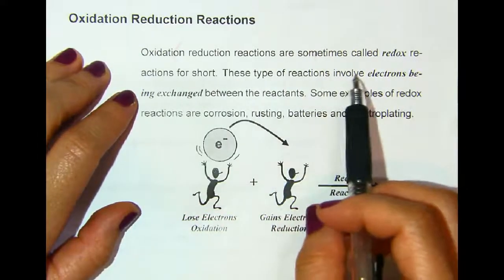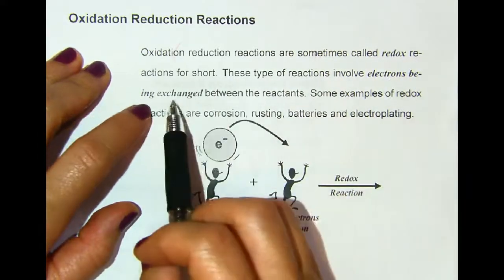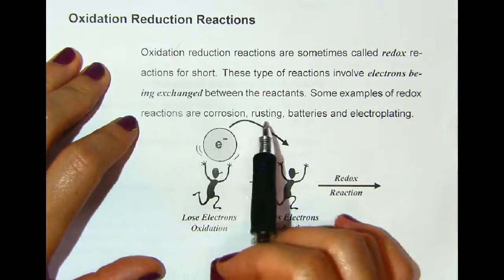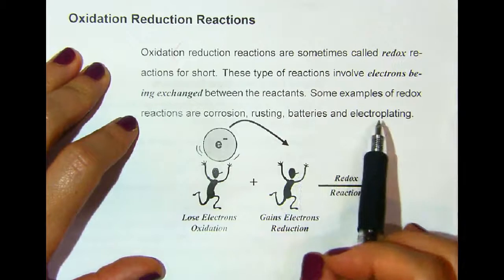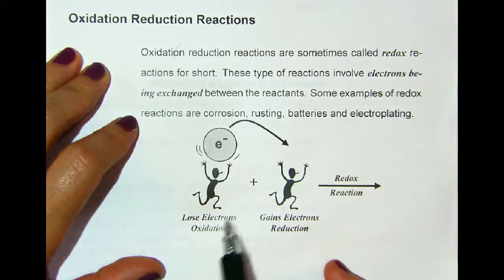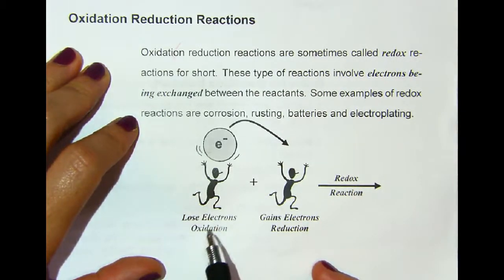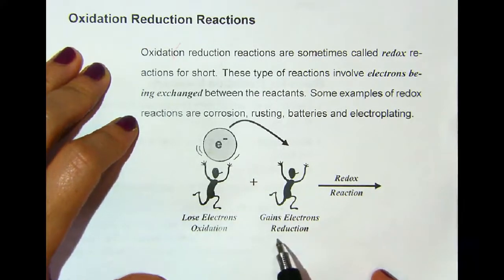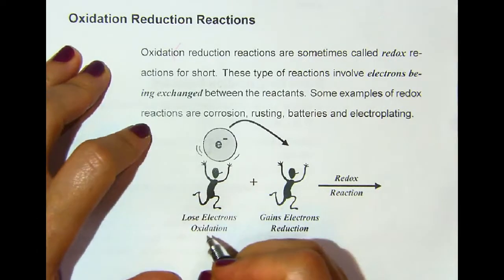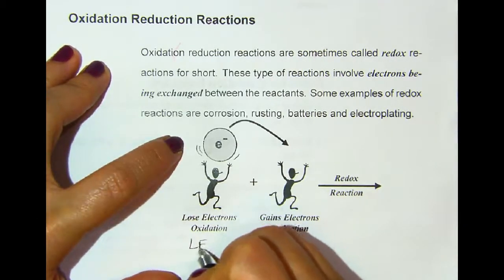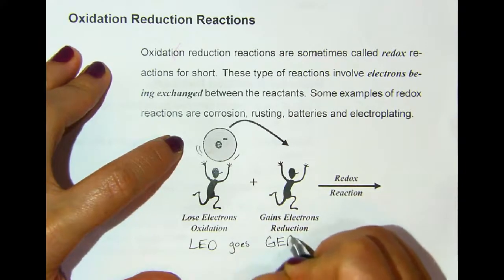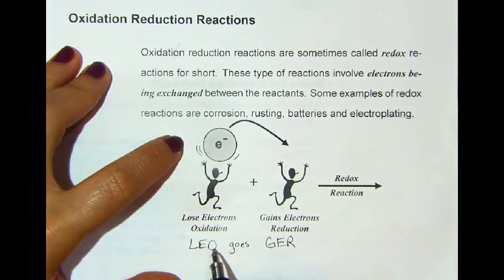These type of reactions involve electrons being exchanged between the reactants. Some examples of redox reactions are corrosion, rusting, batteries, and electroplating, where one substance loses electrons, and that's called oxidation, and another substance will gain electrons, and that's called reduction. So there's an acronym for this. LEO goes GER, to help you remember that lose electrons is oxidation and gain electrons is reduction.